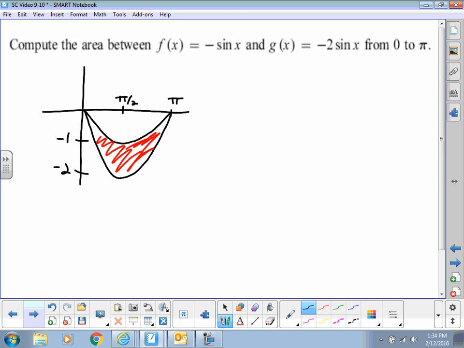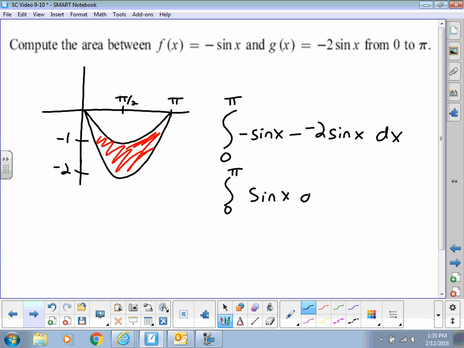Well, when you're finding an area in between, you just do the integral of top minus bottom. So we'll do the integral from 0 to pi of negative sine x, because it's the top, minus negative 2 sine x dx. So we can neaten that up. We're going from 0 to pi. We'll have sine x dx when we add those together, because it's really negative sine x plus 2 sine x.